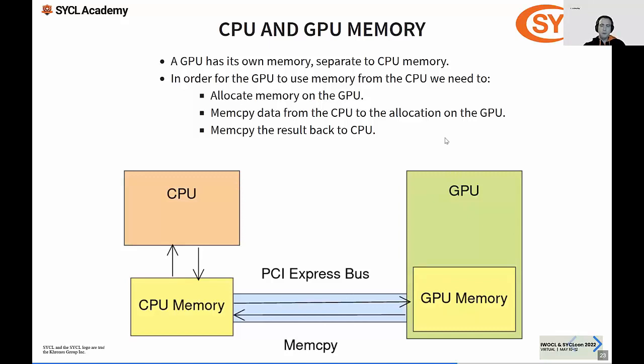So if you imagine a bit more precisely how this generally works, for example, if you have a GPU, it has its own memory, which is separate from the main CPU memory. So if you want to use memory on the GPU from the CPU, you need to allocate some memory here. You copy your data from the CPU into the GPU, and then you can do some calculations on it. And after you're done, you need to copy it back.